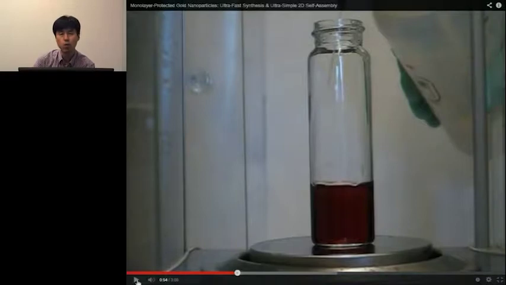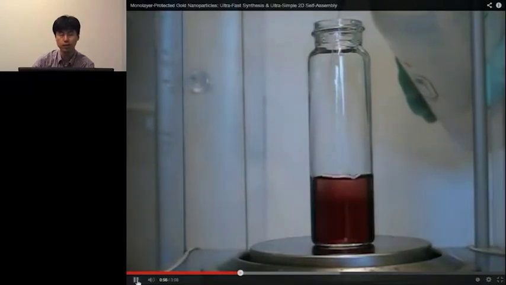From this point, we're going to apply dodecane thiol molecules to these gold nanoparticles. The dodecane thiol will eventually coat the surface of the gold nanoparticles, and from that modification, the gold nanoparticles will be dispersed by steric repulsion. So this is the process.